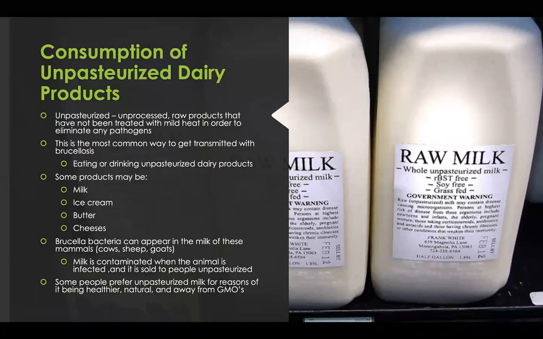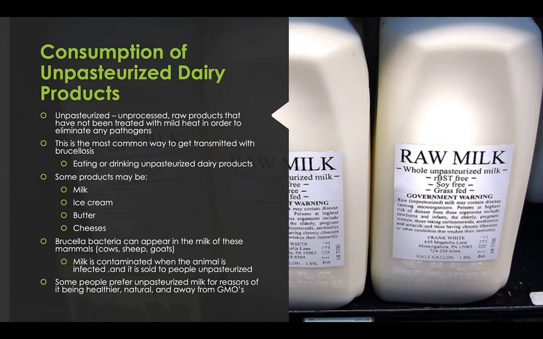So the consumption of unpasteurized dairy products. Unpasteurized means that it's unprocessed, raw, and has not been treated with mild heat. Mild heat helps eliminate any pathogens within that product. This is the most common way to get brucellosis, by eating or drinking unpasteurized dairy products, such as milk, ice cream, butter, cheeses, which all come from milk. And milk comes from cows, which are the main domesticated animals that have brucellosis.